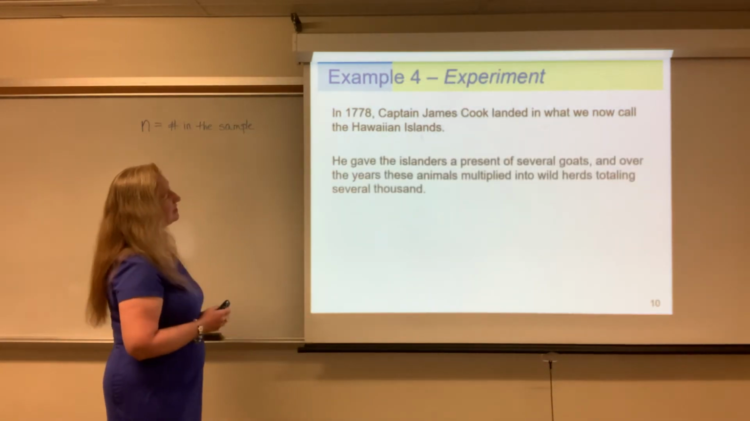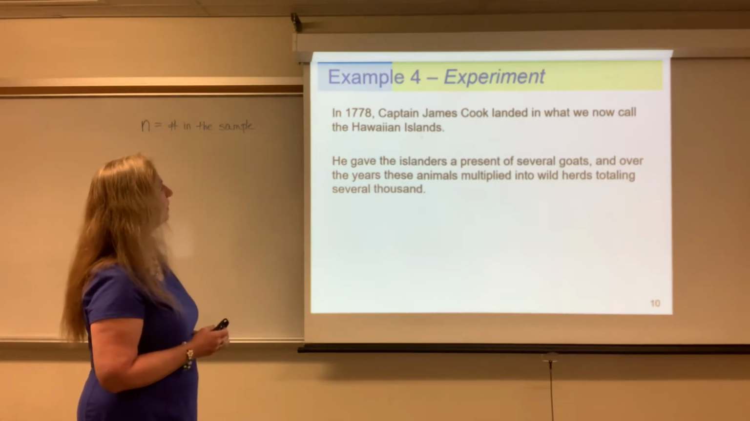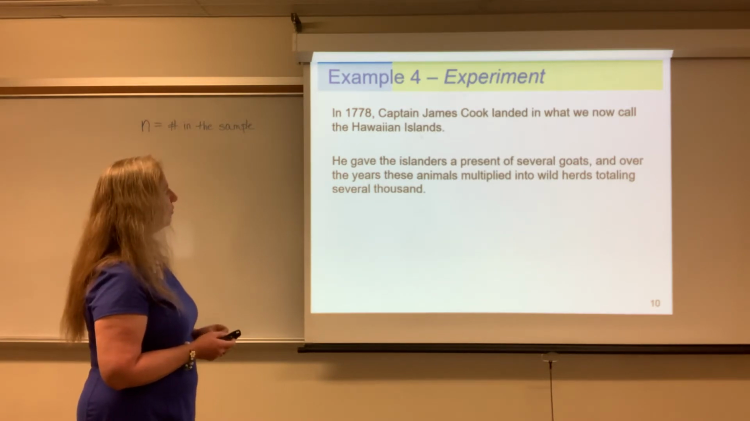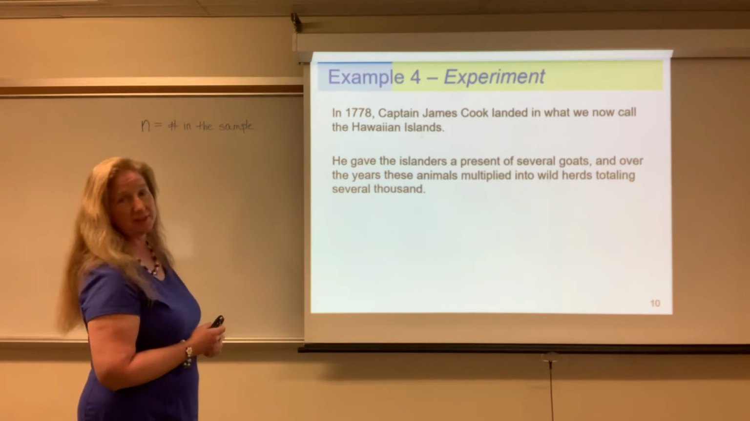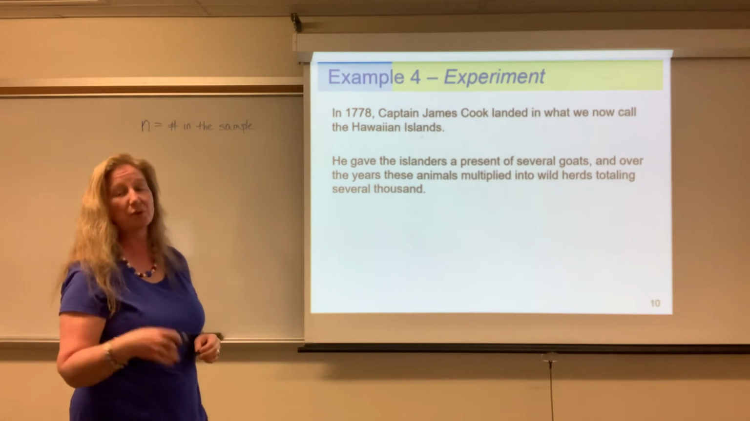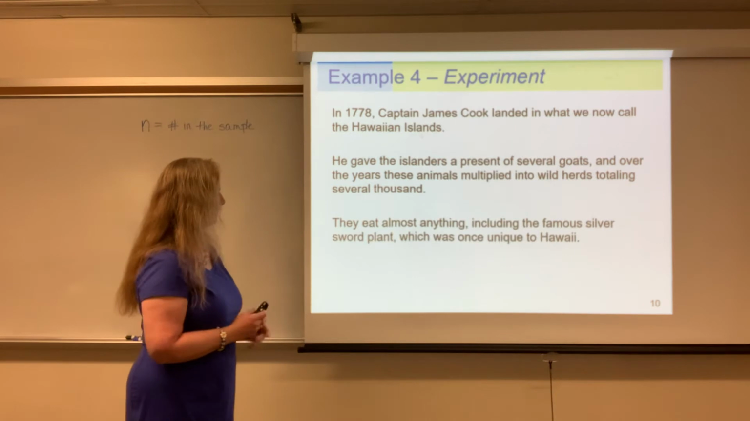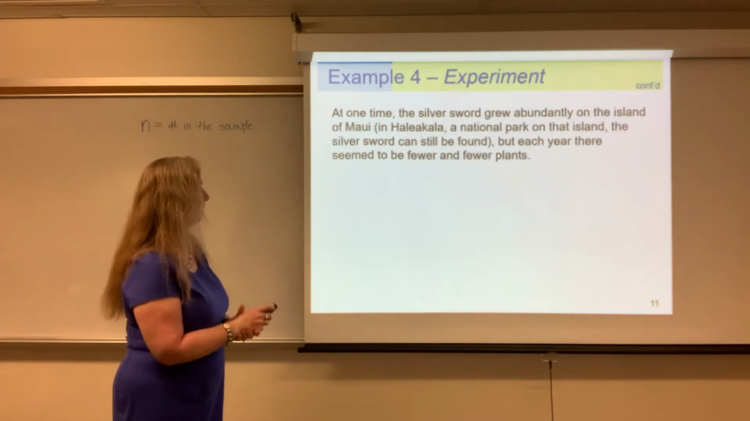So in 1778, Captain James Cook landed on what we now would know as the Hawaiian Islands. He gave the islanders a present of several goats. And over the years, these animals multiplied into wild herds totaling several thousands, okay? The problem is, they weren't born there. They weren't native species, so that's always bad. Don't bring in non-native species. They eat almost anything, including the famous silver sword plant, which was once unique to Hawaii.